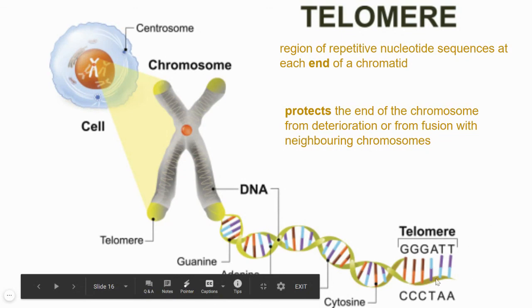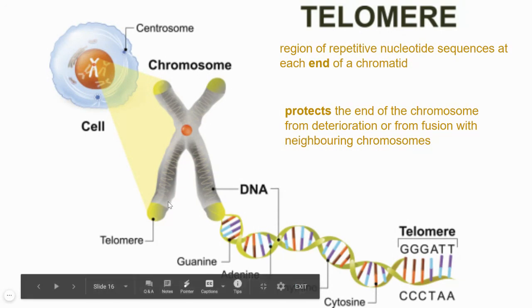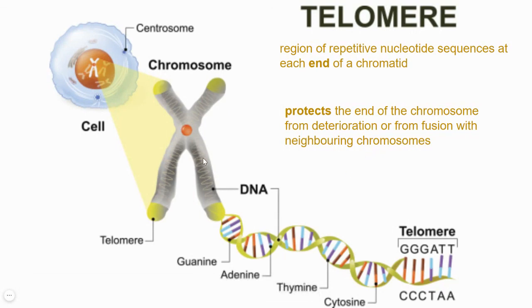This repetitive sequence actually does not make any sense or does not have any code. It is just there to wrap around the ends of the chromosome and protect them. They protect the end of the chromosome because chromosomes are very sticky in nature and they can stick with other chromosomes and get damaged. If they stick with other chromosomes, then they cannot be read. The codes in the chromosomes cannot be read easily during protein synthesis. So to protect the chromosome, the telomeres are found at the ends.